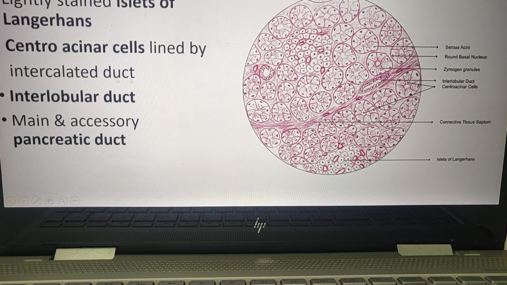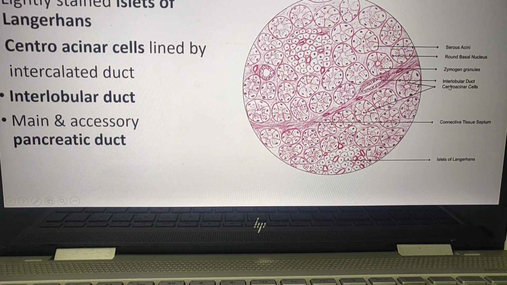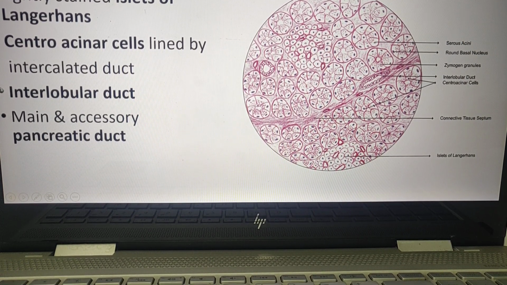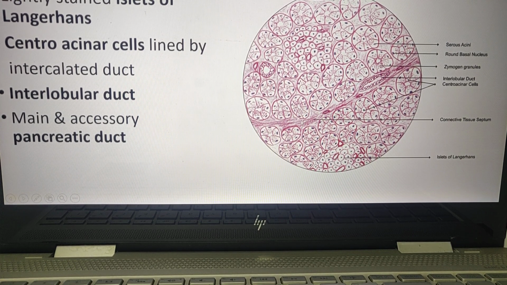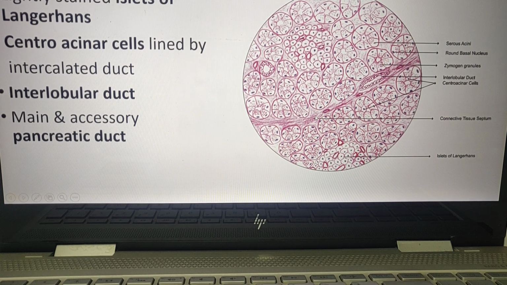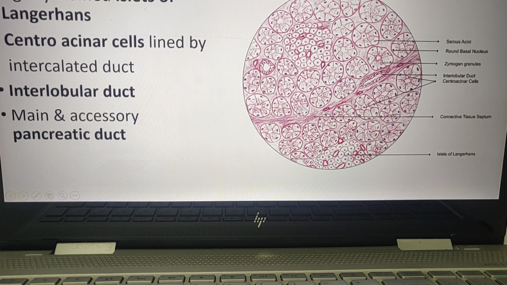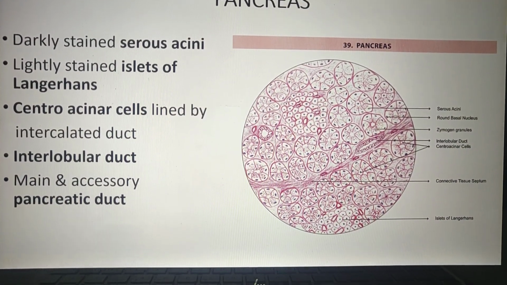Centroacinar cells are lined by the intercalated ducts. Here you can see the centroacinar cells which lead to the intercalated duct and interlobular duct. This is the fibromuscular septa, and in between there is an interlobular duct and the main and accessory pancreatic ducts. So this is about the pancreas.